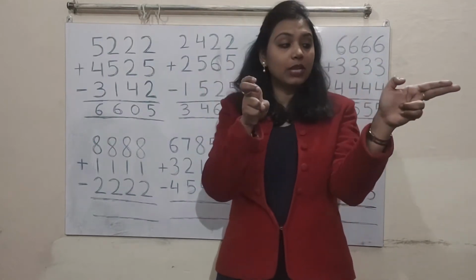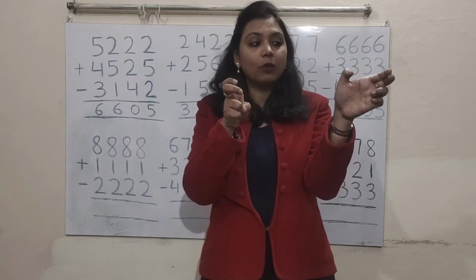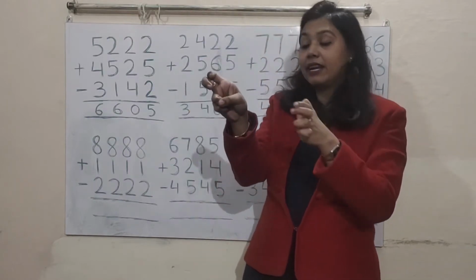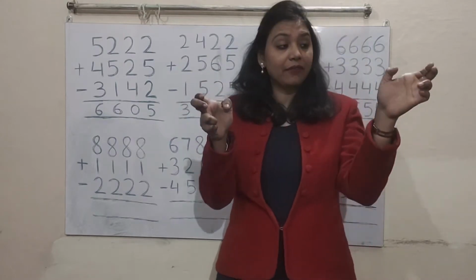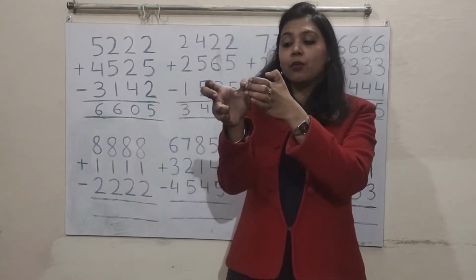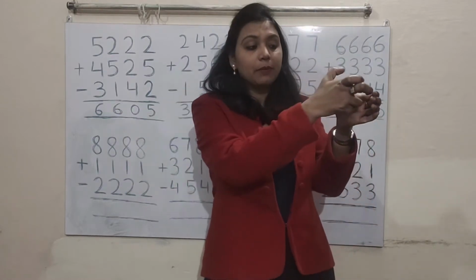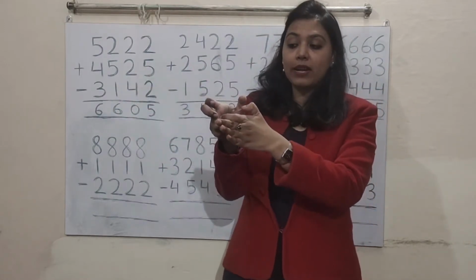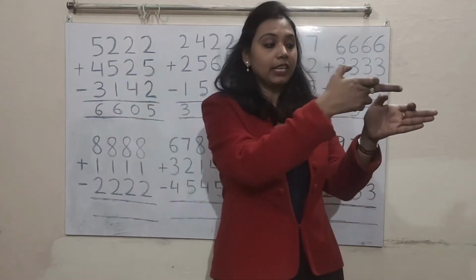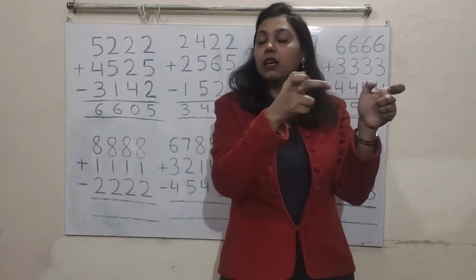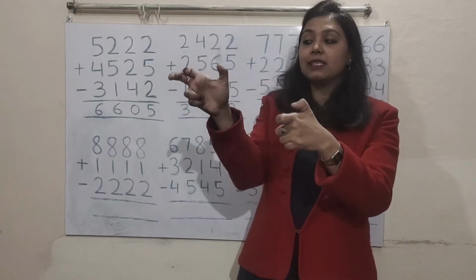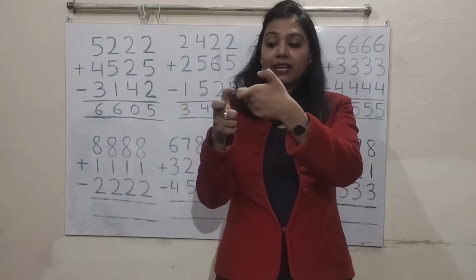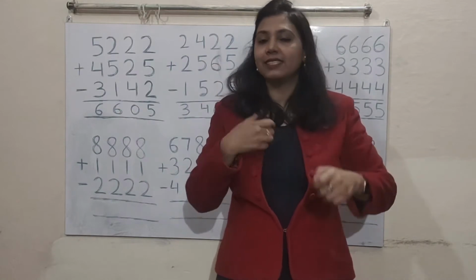5,222. Got it? Plus 4,000. 1,000, 2,000, 3,000, 4,000. Plus 500. Plus 25. Minus 3,000, minus 100, minus 40, minus 2. Now count 5,000, 6,000, 500, 600, 5 is the answer.